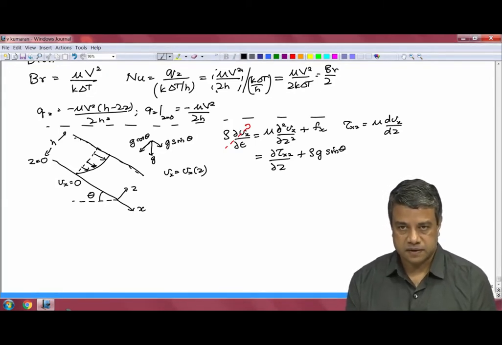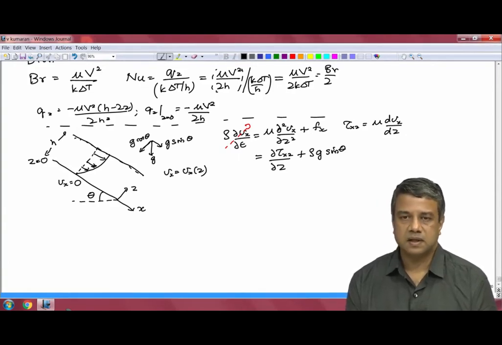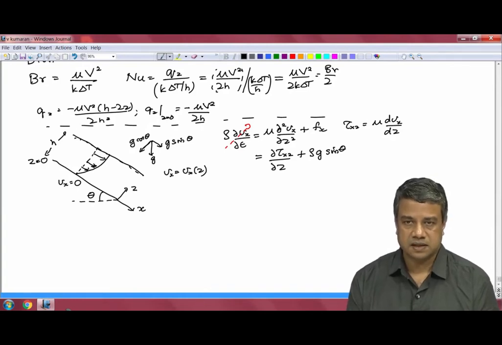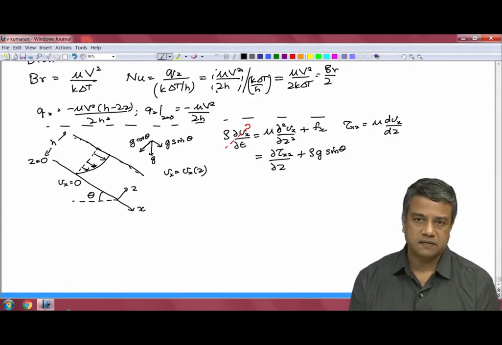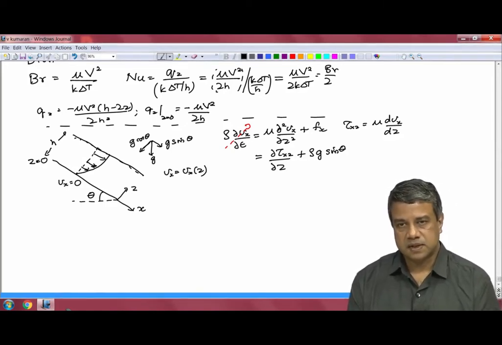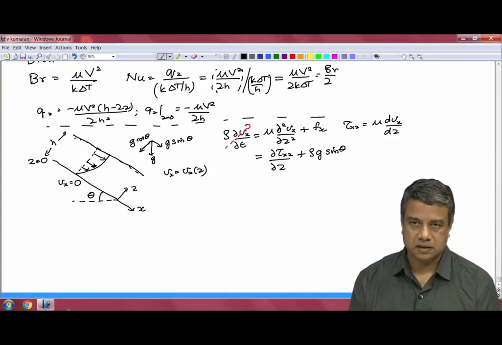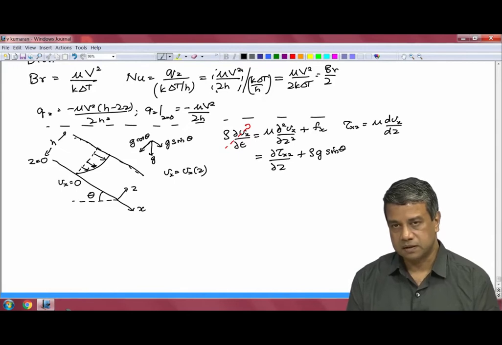What about the top surface? At the top surface I have an interface between the liquid and air, or liquid and a gas. The viscosity of the gas is much smaller than the viscosity of the liquid, in general. You recall that gases have a kinematic viscosity of 10 to the power minus 5 meter square per second, and the dynamic viscosity is of a similar magnitude, whereas liquids like water have 10 to the power minus 3. So liquids have 100 to 1000 times larger viscosities than gases generally.